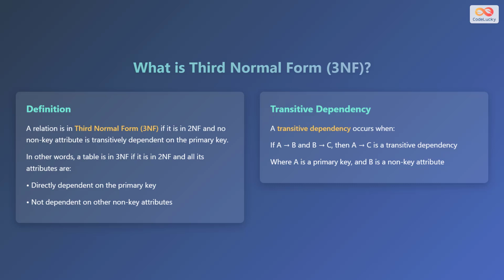So, what's a transitive dependency? A transitive dependency happens when, if attribute A determines attribute B, and attribute B determines attribute C, then attribute A transitively determines attribute C. Here, A is the primary key, and B and C are non-key attributes.